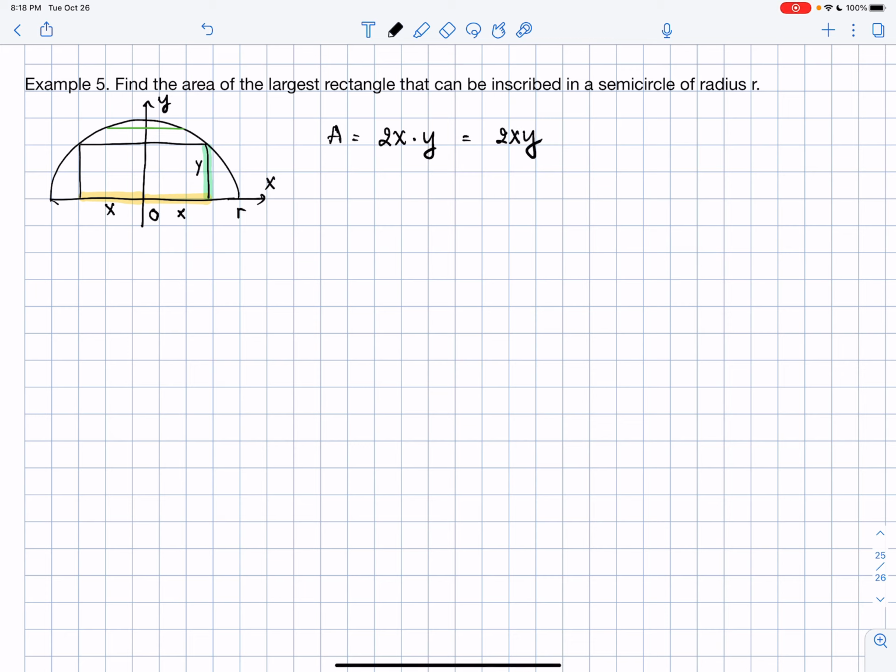2xy. We know the circle equation is x squared plus y squared equal to r squared. So we will solve for one variable. I'm going to pick y, and y will be the square root of r squared minus x squared. Then we plug into the area formula, so we will get 2x times the square root of r squared minus x squared. This is a function of x.